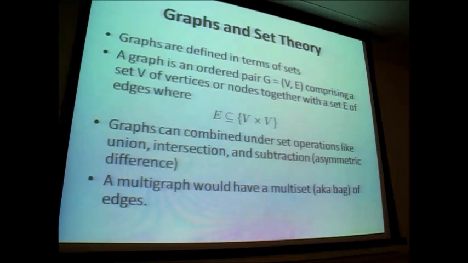And actually graphs can be combined under set operations, so you can take two graphs and do a union of them or an intersection, or subtract them even, which is called asymmetric difference in sets. And then just a little side note: a multigraph, which actually has multiple edges, you would have what's called a multiset, or in programming terms it's referred to as a bag.